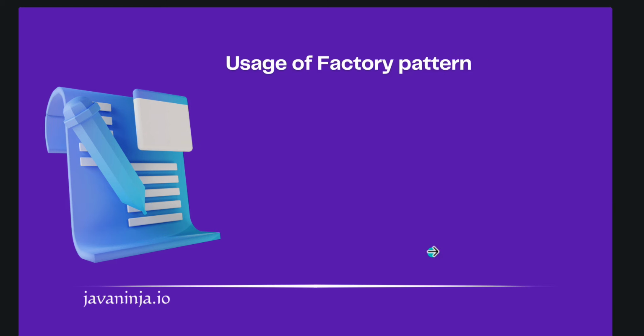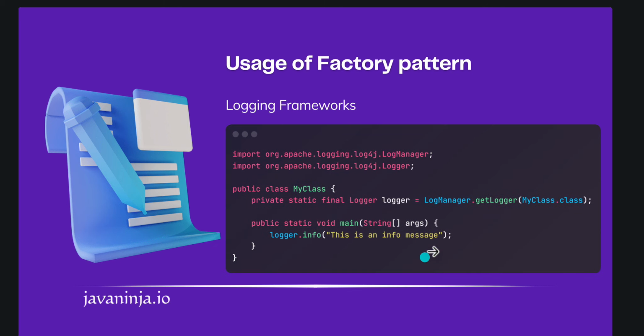Let's see one more example. Logging frameworks. You might have used log4j to write appropriate loggers in your code. Log4j and other logging frameworks often use the factory pattern to create logger instances. The Logger class provides a static factory method to get a logger instance. Check this code, LogManager.getLogger. So you are getting an object of type Logger by using the factory method getLogger for this class type.